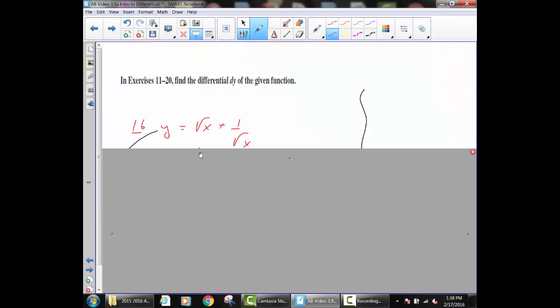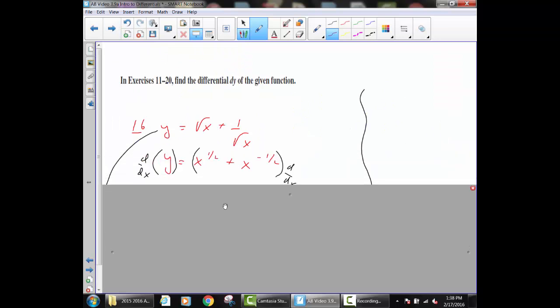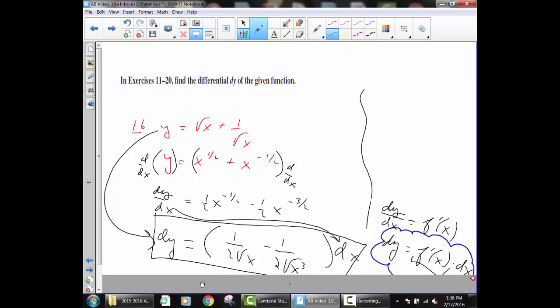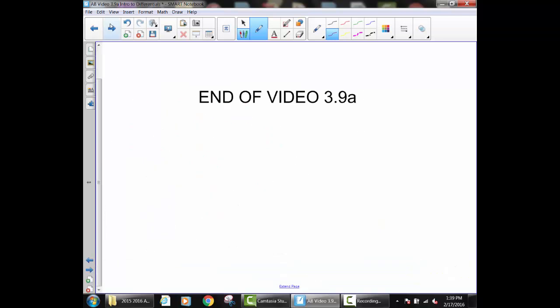Okay, this is just find the differential. You're just going to rewrite this with positive rational exponents. You're going to take d dx of each side, just like you used to. It's just one extra step, just isolate the dy. Okay, so very straightforward, and that's the end of video 3.9a.